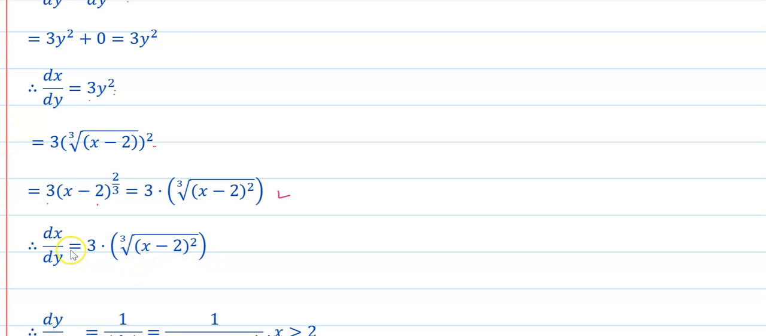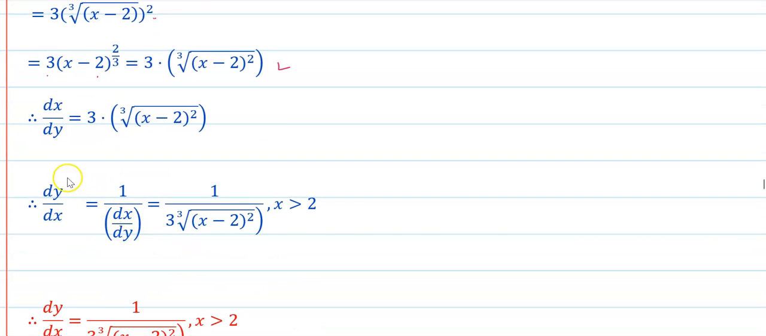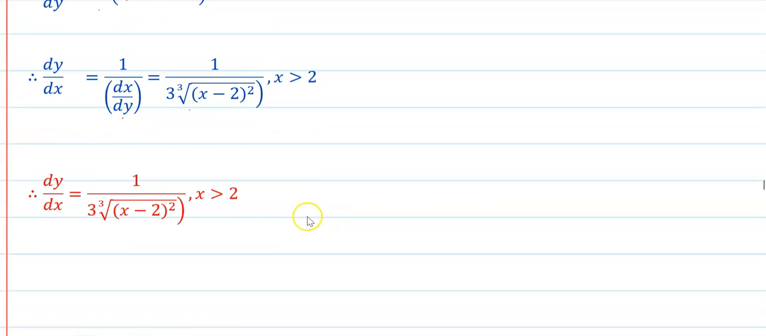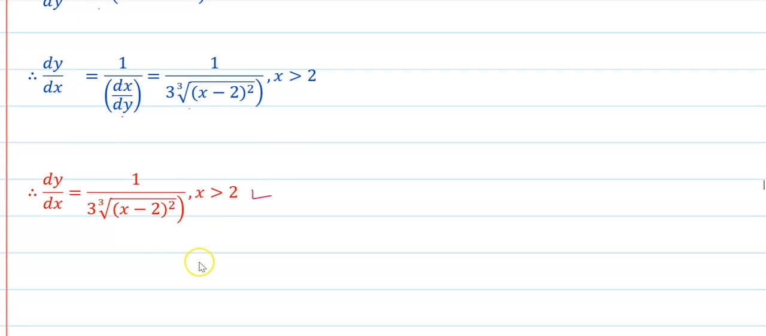It means that we have expressed this dx upon dy in terms of x because we want to find out dy by dx. Okay. And hence dy by dx is equal to 1 upon dx upon dy. Substitute the value where x is greater than 2. Okay. And hence this is the answer.